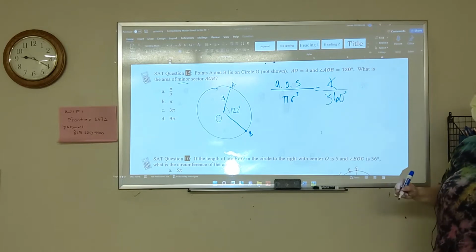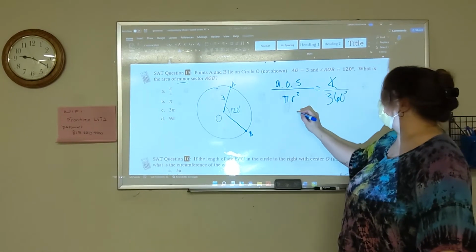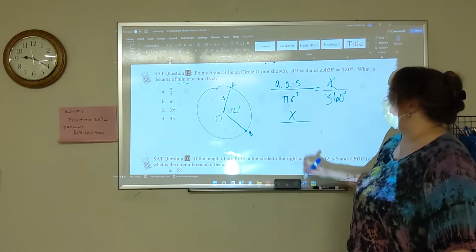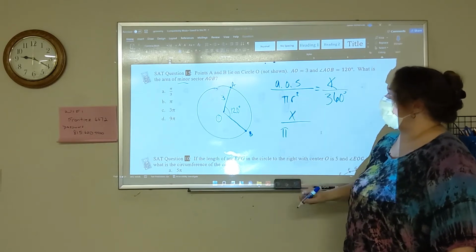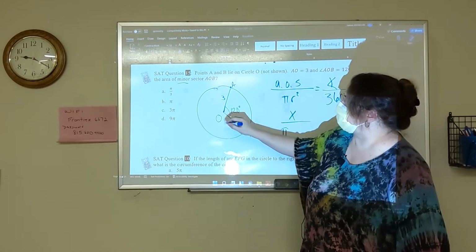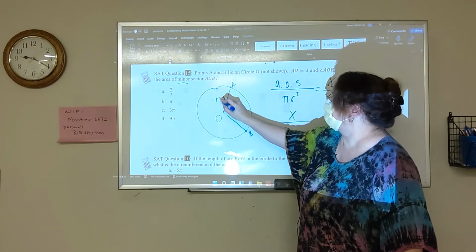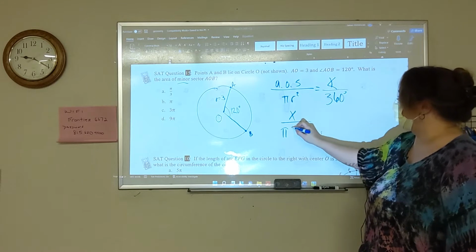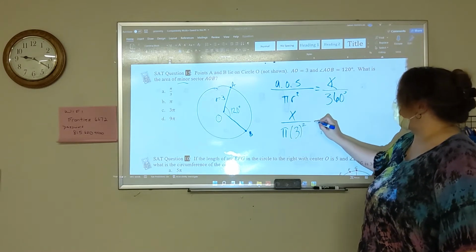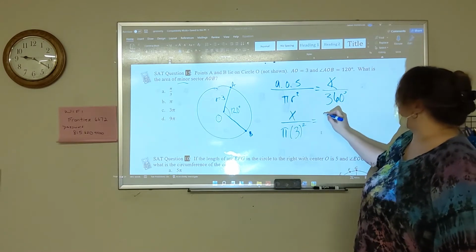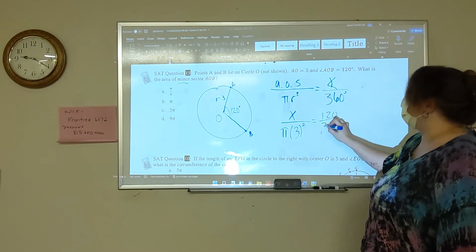Okay, so let's plug in what we know. Area of sector is what I'm looking for, so that's my x. Pi r squared. Pi, my radius. Well, my radius is right here. It's 3. It's the distance from the center to a point on the circle. So that's my radius. So pi times 3 squared equals my angle, which is 120, divided by 360.